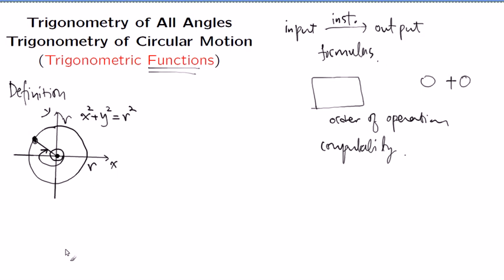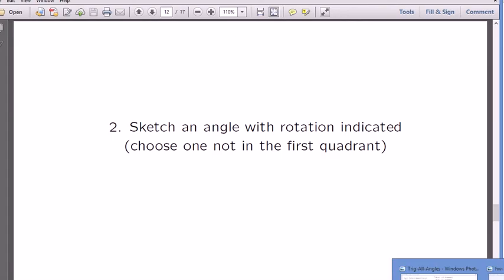And drop it there. And you label it like a Greek letter, right? What was the Greek letter for that? Theta, right there. That is our step 2. Does that make sense? Sketch an angle with a rotation indicated and label it theta.